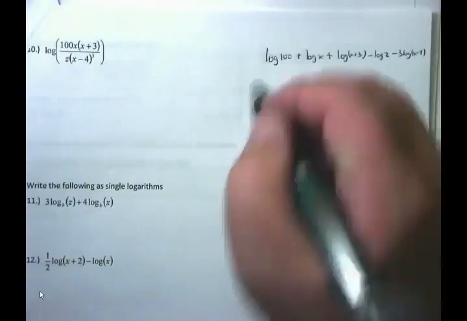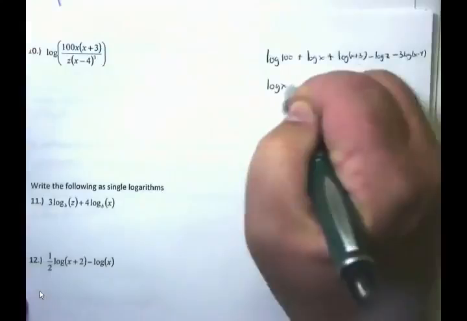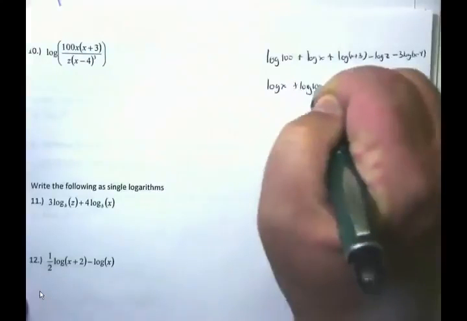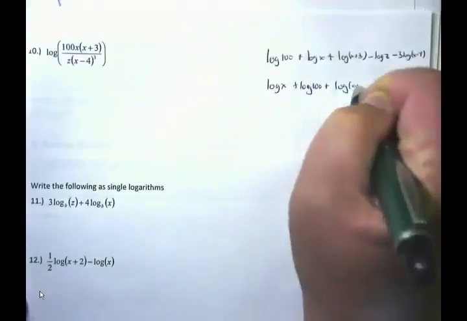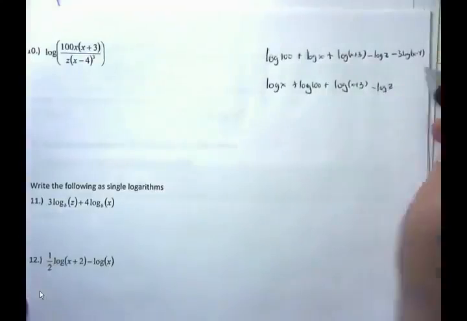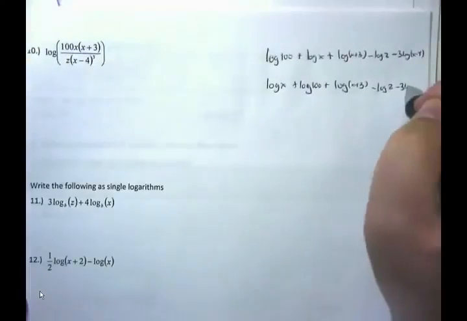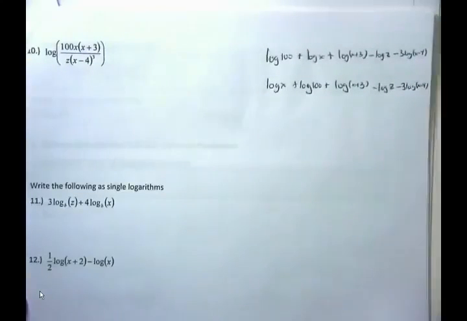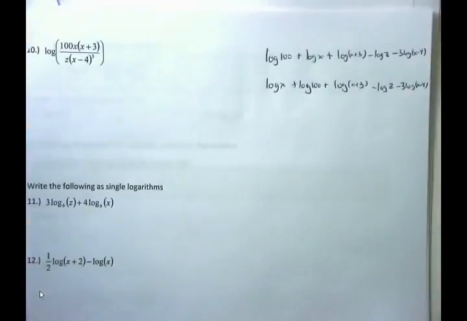All right. Any other candidates? Yes, sir. I got log of x plus log of 100 plus log of x plus 3 minus log of z. I'm with you. Go for it. Minus 3 log of x minus 4. Let me write all that. It's the same thing. Who cares what order they're in? Okay, fine. Any other candidates?